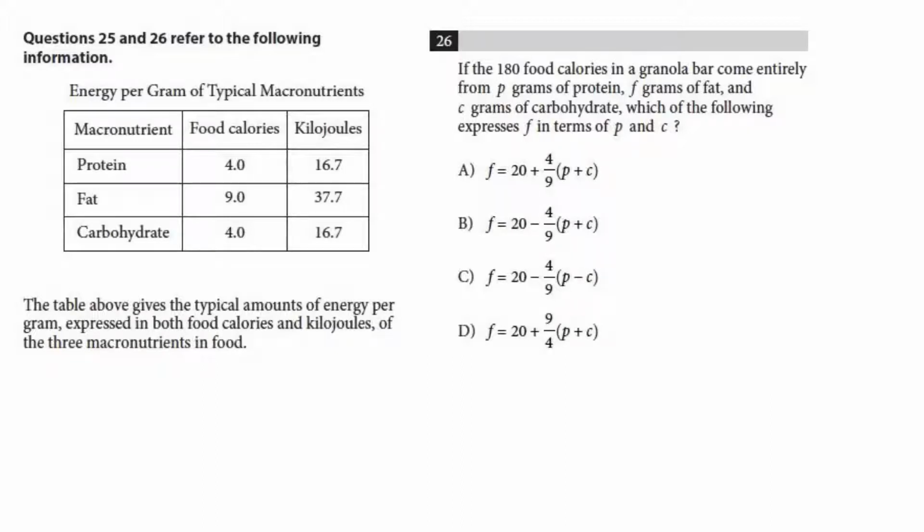26. All right, so this is the same data as 25. If the 180 food calories in a granola bar come entirely from P grams of protein, F grams of fat, and C grams of carbohydrate, which of the following expresses F in terms of P and C?